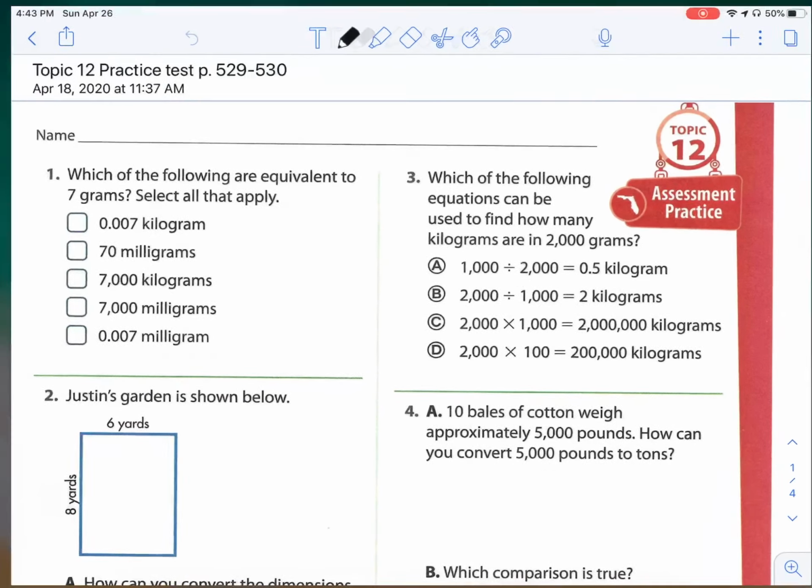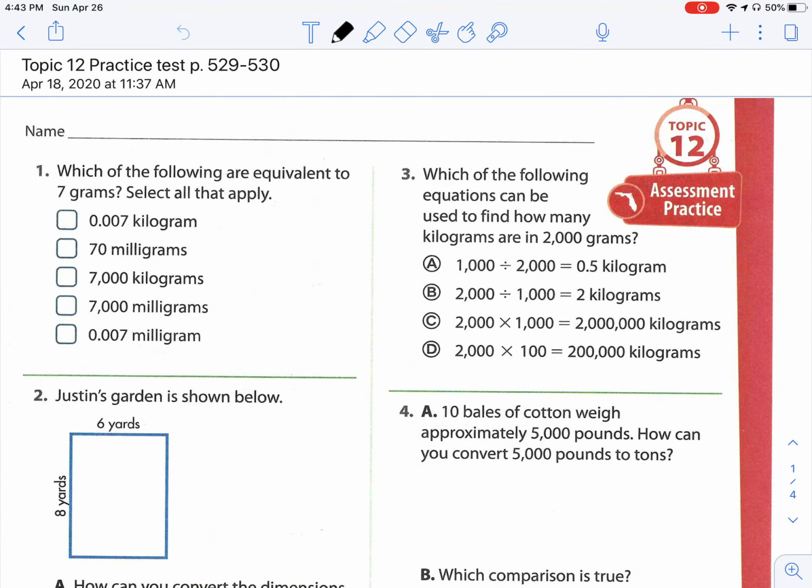Today I'm going to go over the practice test that you did on Friday, and that was pages 529 to 530. And it's all about converting measurements either to a customary system or to the metric system. So you can go find that paper, and we'll go over all our questions together like we always do before a test. And just let me pull it.